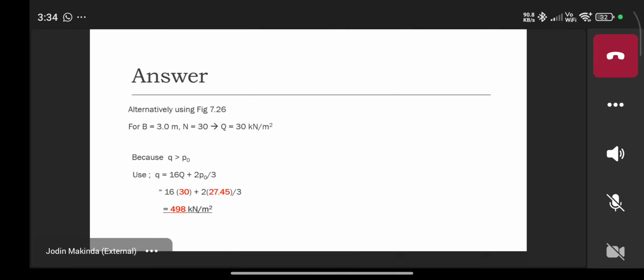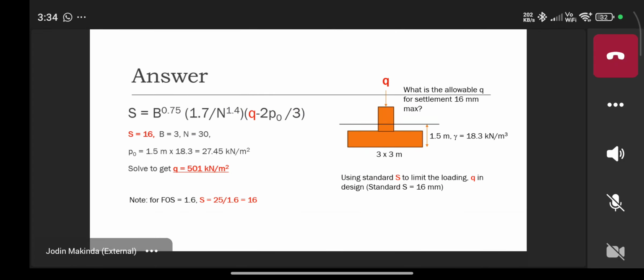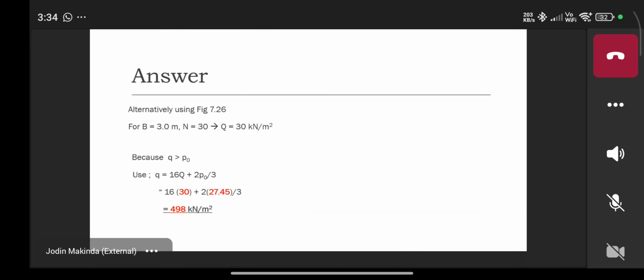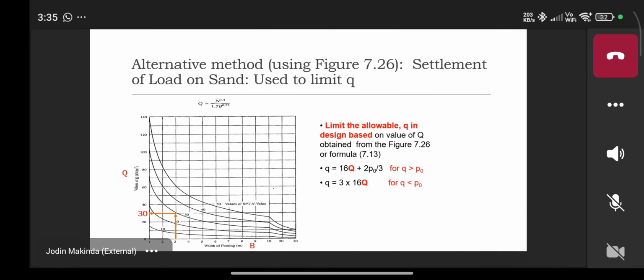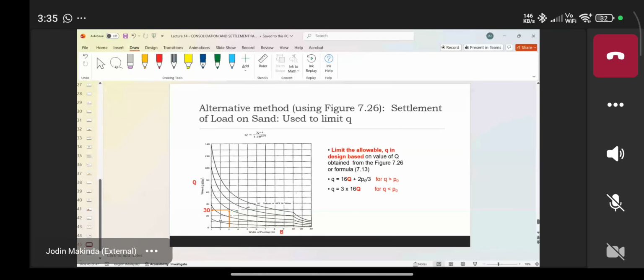If you look at the difference between the answers, here the answer is 501, but if you're using the second method, the answer is 498. So there are two different methods with almost similar answers. Both can be used to determine settlement in sand. In settlement in sand, usually we are limiting the settlement. We are using the value 16 to control the value of the loading Q. All right, so that is the final of our topic today.